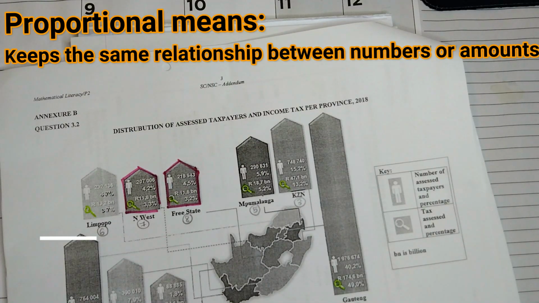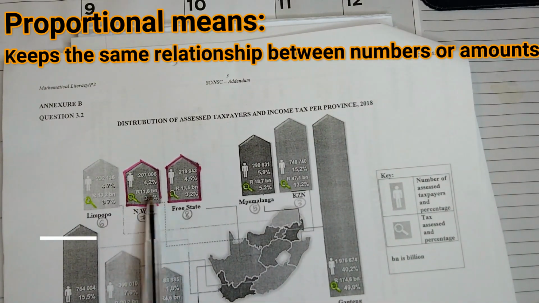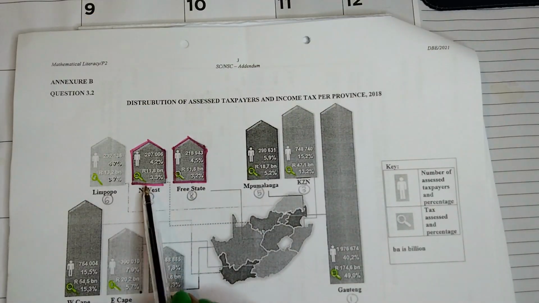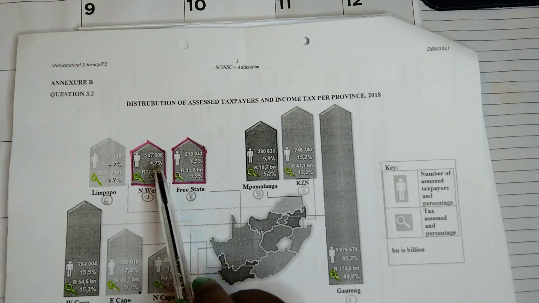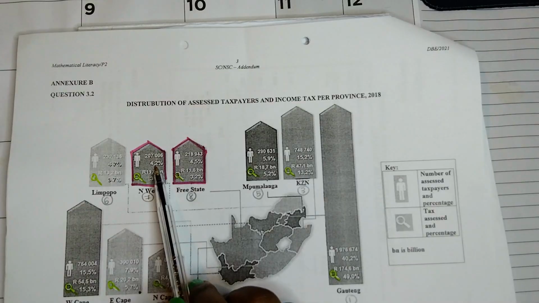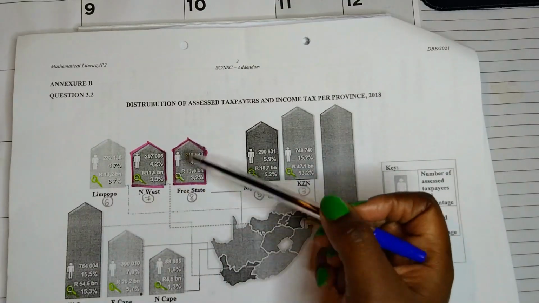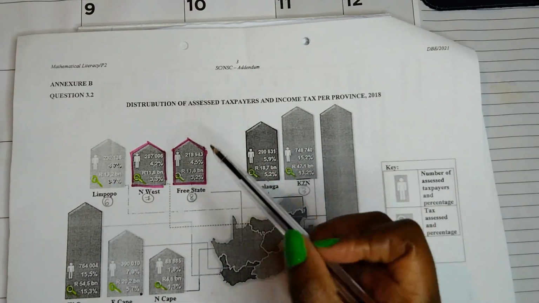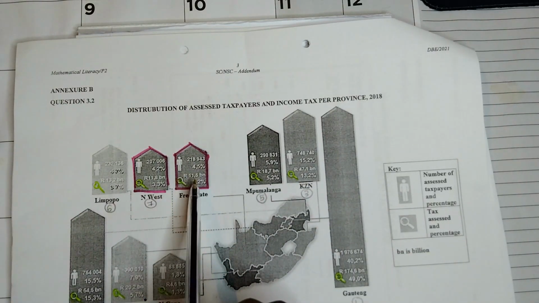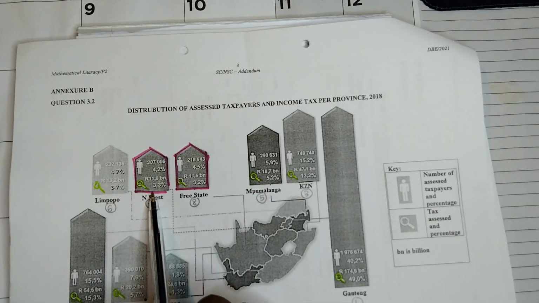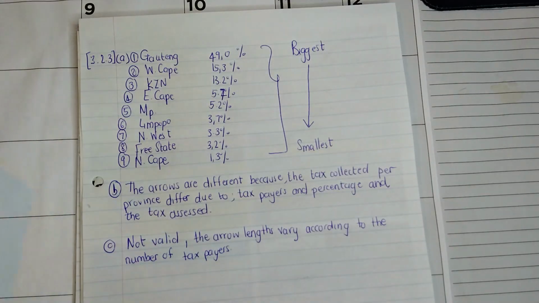That means we are going to be focusing on the search key, and she is saying that according to that, they varied. What we can see here is that the Free State had more assessed taxpayers as compared to the Northwest. So this shows us that her statement is not valid. How long the arrow is depended on the number of assessed taxpayers, and because of that, Free State was longer than the Northwest. So we can say that her statement is not valid. And that is the last question.